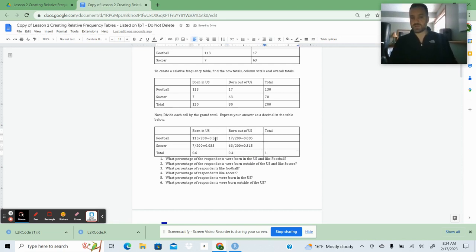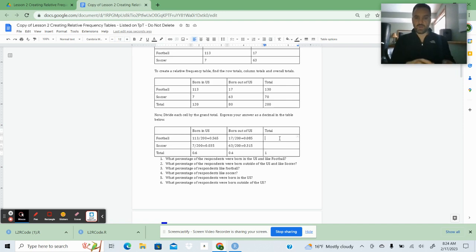If I converted the decimals 2 spots, this would be 56.5% of the people surveyed like football and were born in the US. 3.5% would like soccer and were born in the US. And then, moving on here, this would be 8.5% of people like football and were born outside of the US. And then 31.5% of people surveyed liked soccer and were born outside of the US.